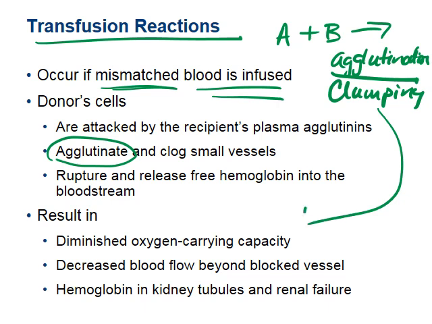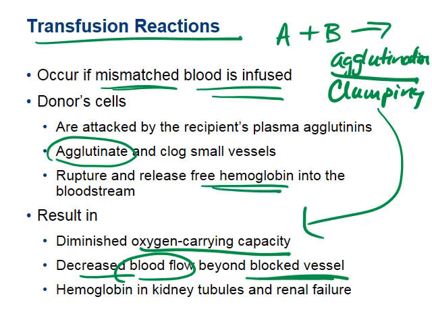So why is this bad? Obviously, if you have clumping, you're going to reduce the oxygen carrying capacity because your red blood cells are all clumped together that we just tried to give you. You could decrease blood flow because now you have this clumped agglutination mess blocking a blood vessel. And then also the red blood cell can rupture, and the hemoglobin can be dumped into your bloodstream, and then the hemoglobin can get stuck in your kidney tubules and cause renal failure.